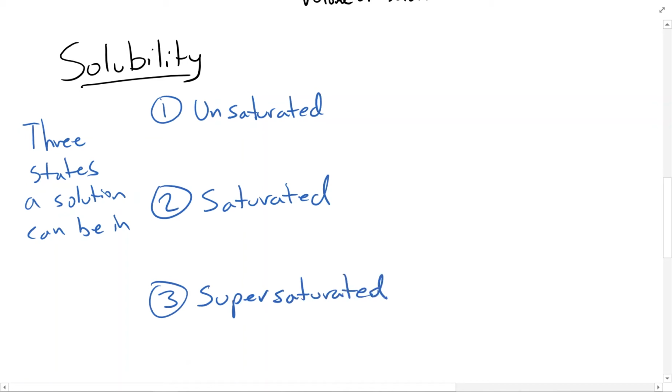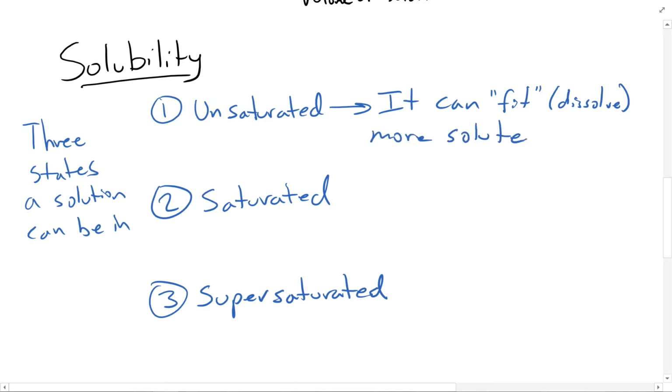So a solution can be unsaturated. This means that it can hold more. So if you have some, let's say, tea, and you're trying to make sweet tea, and you want a little more sugar, and you pour more sugar in, and it's able to dissolve, that means your sweet tea was unsaturated. So this is a solution that we'll say it can fit, and by fit I mean dissolve, more solute. So if you pour more solute in, it will dissolve, and of course I mean this at its current state.